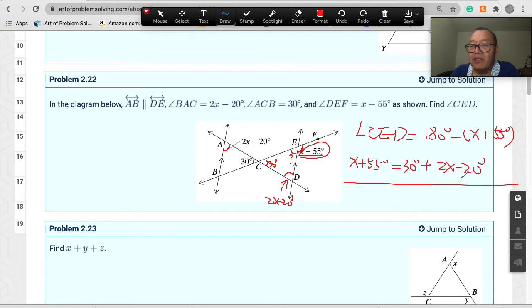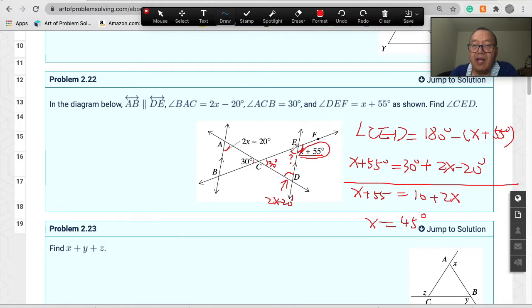Then you solve this equation, simplify first. Get x plus 55 equals 30 minus 20, that's 10, then plus 2x. So then both sides minus x, you get x, then minus 10, you get 45 degrees. So you get x equals 45 degrees.